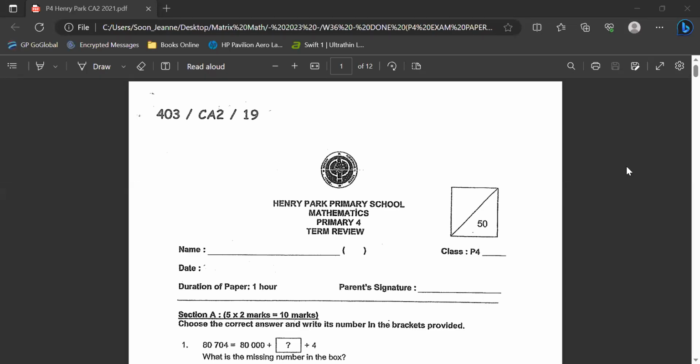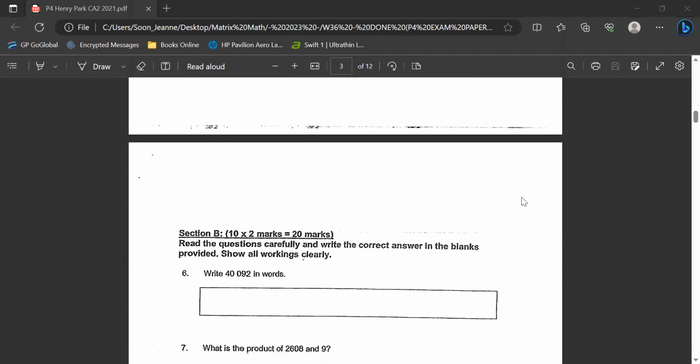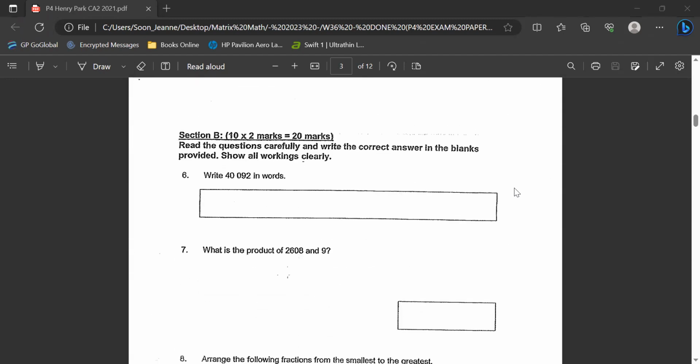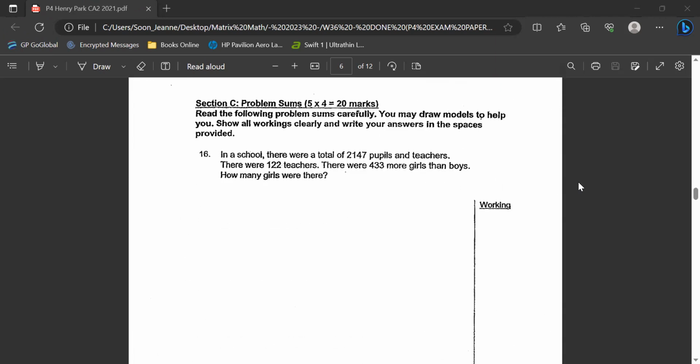P4 week 36 exam paper review. This will be the paper from the Henry Park Primary School. So I'm going to skip section A, the multiple choice, and section B also. Then I'm going to section C. Okay, so we're going to do the problem sums only.